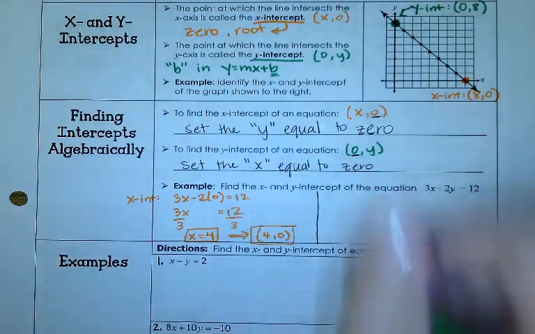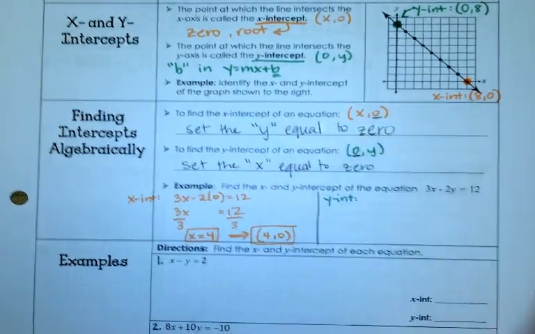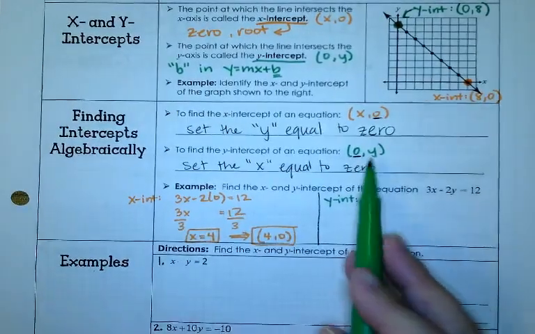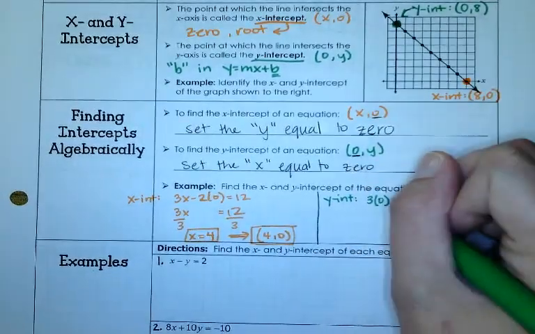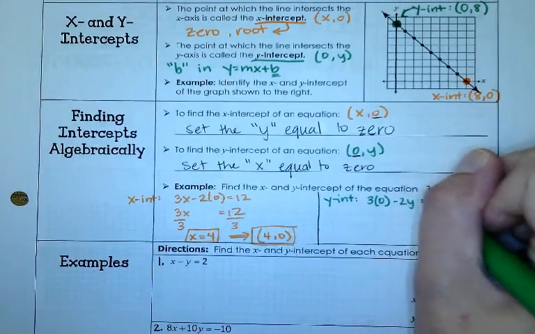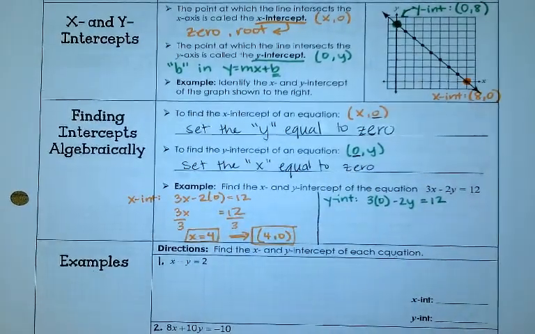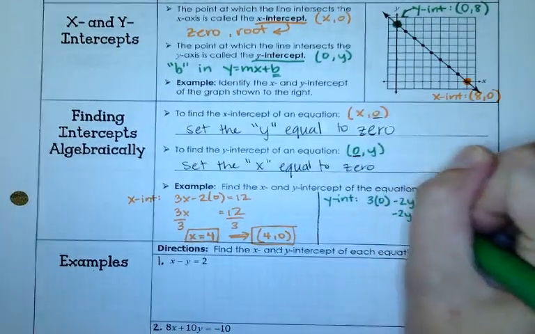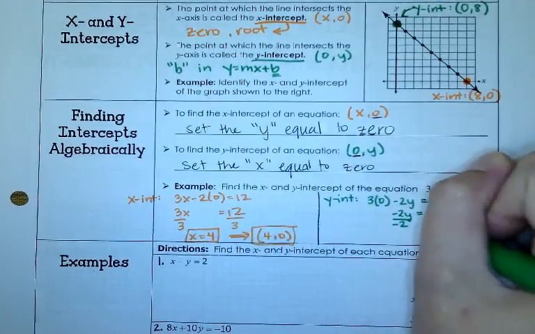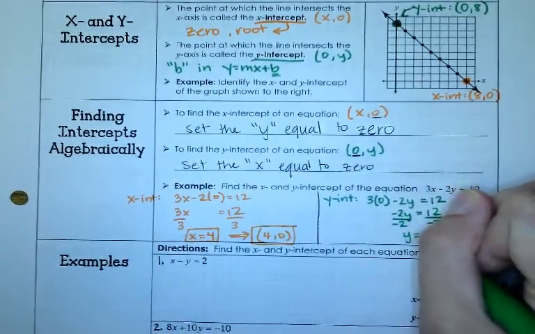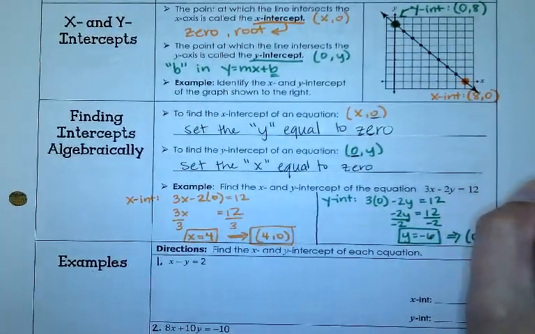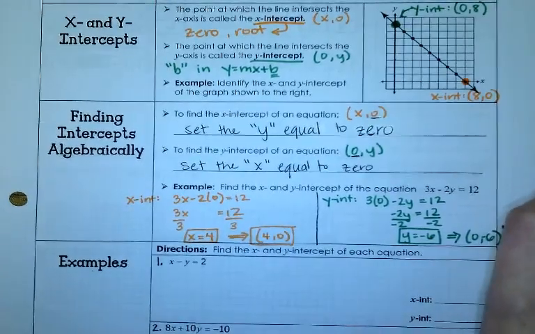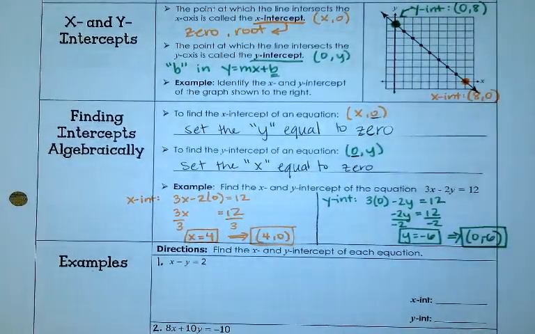Okay. For my Y-intercept, we now are going to set my X equal to 0. So I'm going to say 3 times 0 minus 2y is equal to 12. So that just becomes negative 2y is equal to 12. We divide both sides by negative 2, and my y is equal to negative 6. So if I wanted to write that as a point, I would write it as (0, negative 6). Do y'all feel good about that?